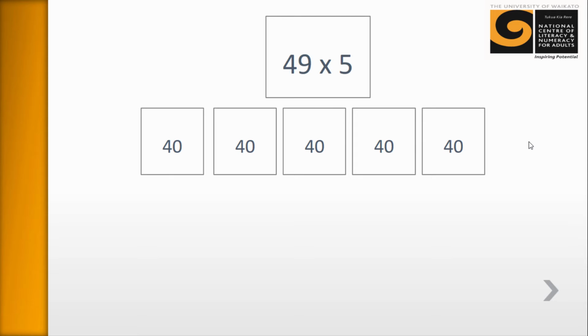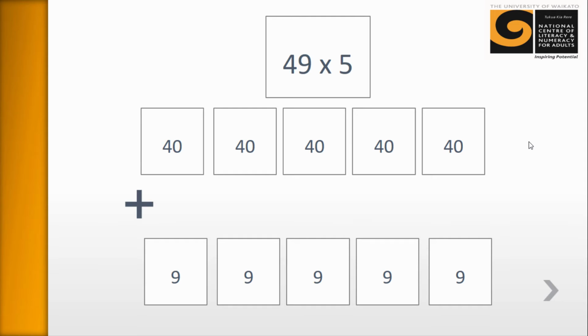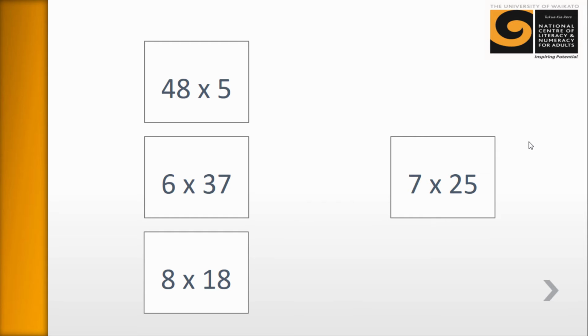Or a third strategy might be to partition the 49 into 40 and 9. 40 times 5, many learners will know 4 times 5 is 20, so 40 times 5 is 200, plus 9 times 5 is 45, put them together, 245. And we'll continue to give them multiplication sums to work on as time goes on.